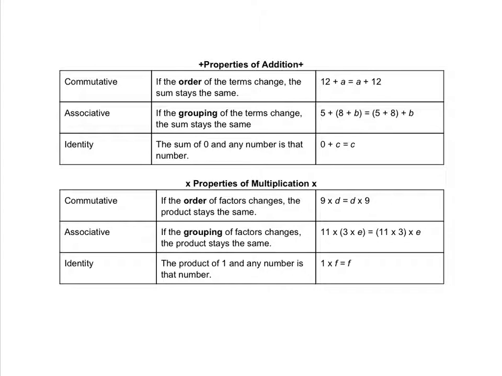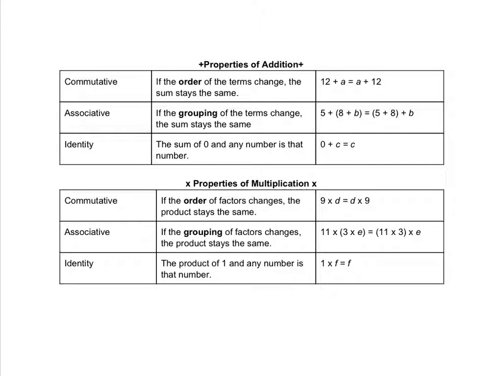The identity property is when the sum of 0 and any number, it is that number. So 0 plus c is just c. So let's look at the properties of multiplication. The commutative property, again, it's the order of the factors. If the order changes, the product stays the same. 9 times d, same as d times 9.